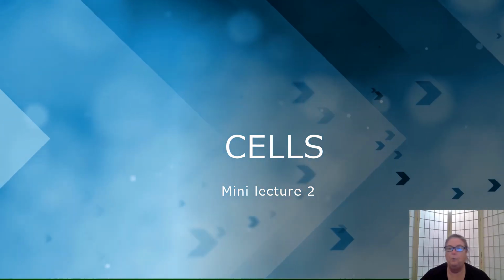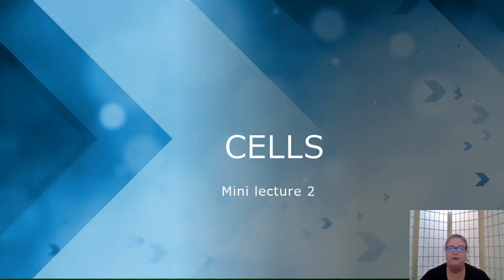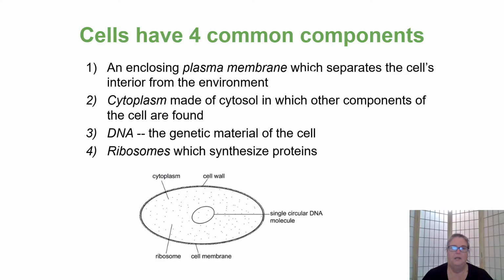Let's continue with our discussion of cells. Let's talk about the things that are common to all cells. The plasma membrane defines the cell. The plasma membrane is a very thin membrane around the outside of the cell. There may be a cell wall in addition. If there is, the cell wall is going to be outside of the cell membrane or plasma membrane. We can use either term.